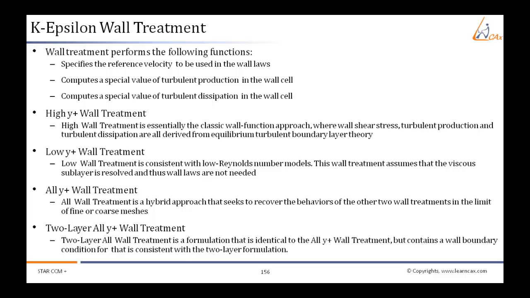What is the all Y plus wall treatment? All Y plus wall treatment is a hybrid approach that seeks to recover the behaviors of the other two wall treatments in the limit of fine or coarse meshes. What is the two-layer all Y plus wall treatment? Two-layer all Y plus wall treatment is a formulation that is identical to the all Y plus wall treatment but contains a wall boundary condition for epsilon that is consistent with the two-layer formulation.